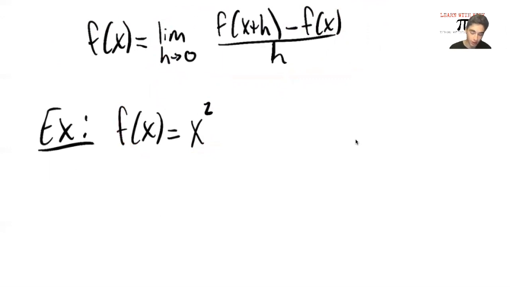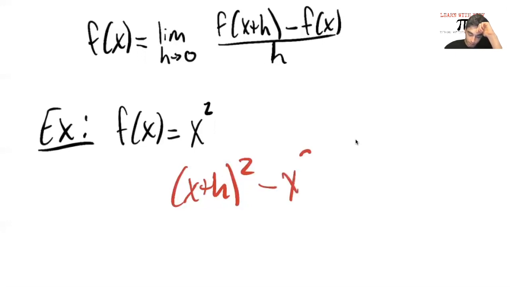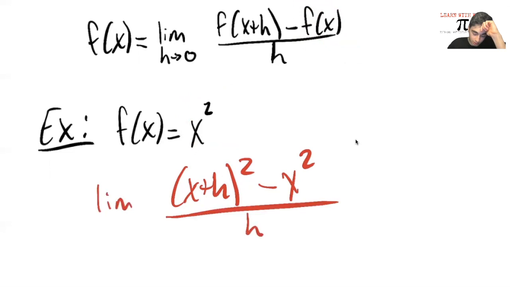Okay, so f of x plus h of this function is just going to be (x plus h) squared, right? Because we're just plugging in x plus h for all our x values. And so then we did that part. So minus x squared, because as you can see up here, it's minus just straight f of x, and f of x is x squared, divided by h, and we can't forget the limit of h approaching 0.